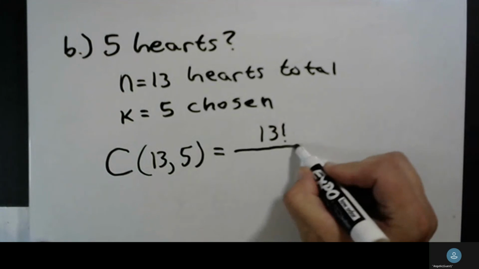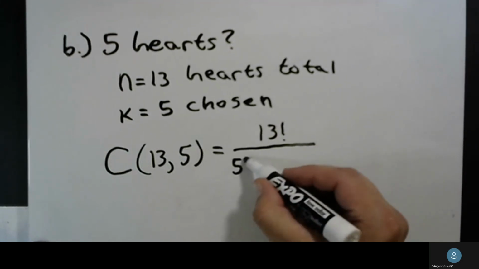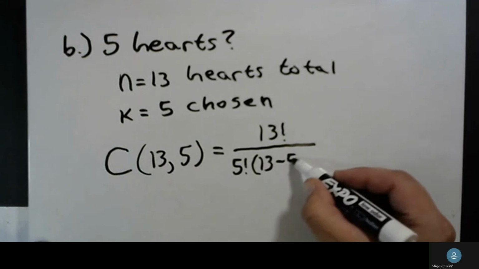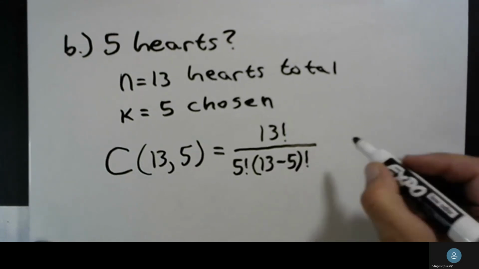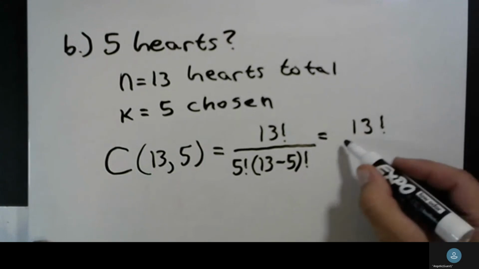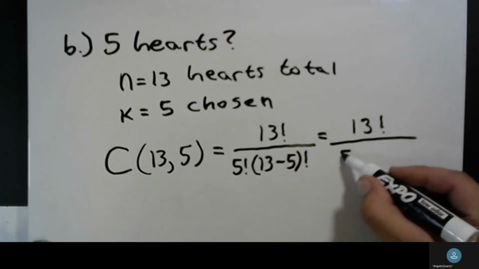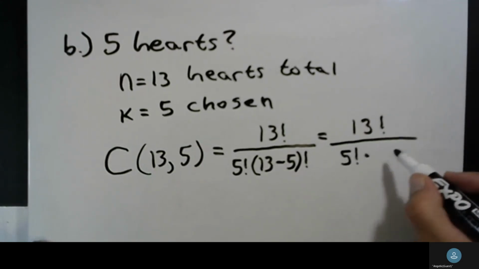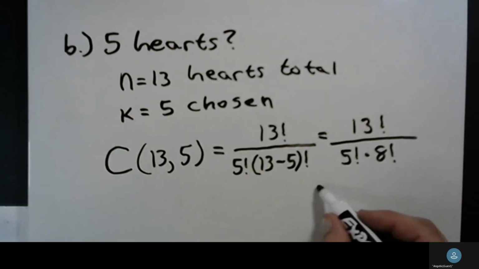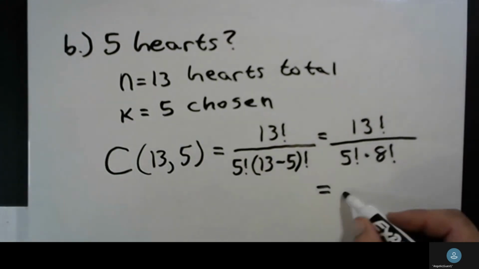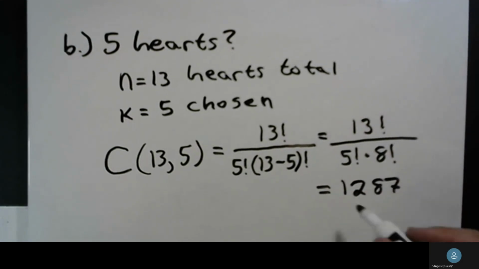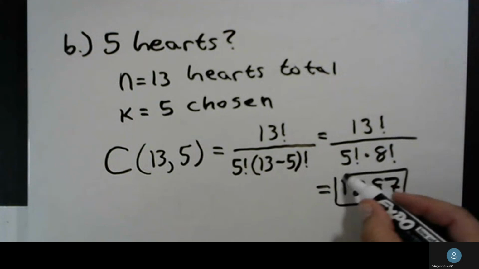13 factorial over 5 factorial times (13 minus 5) factorial, or 13 factorial over 5 factorial times 8 factorial. And if we hammer this out, if we simplify it down, we get 1,287 combinations of 5 hearts.